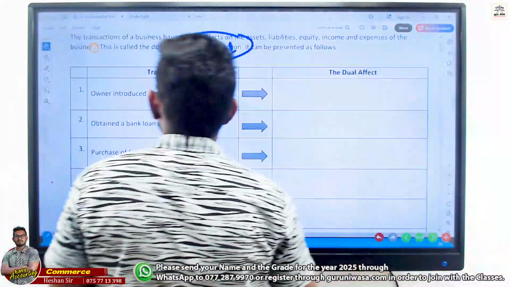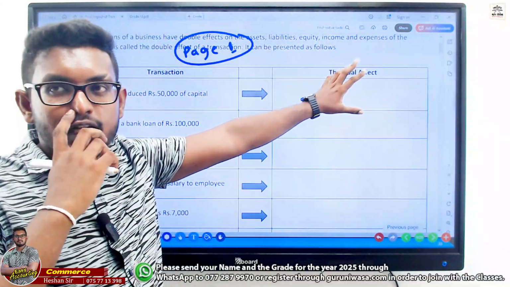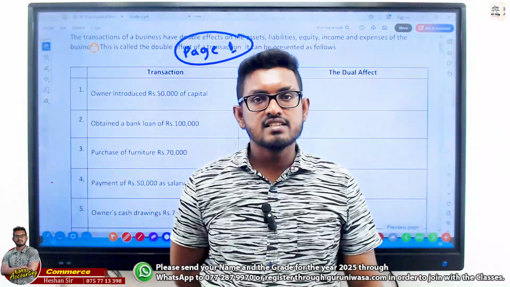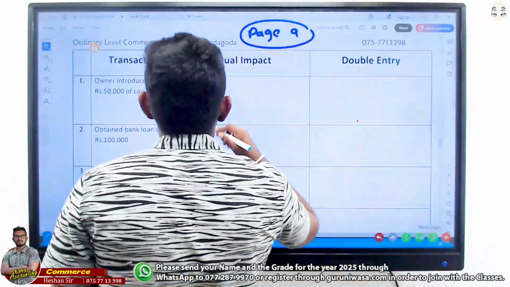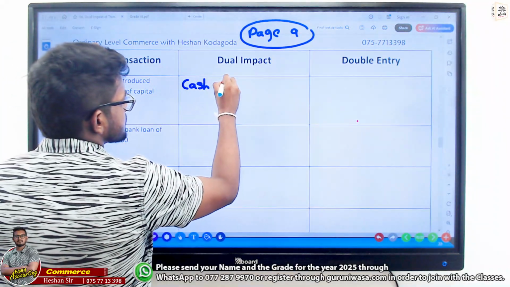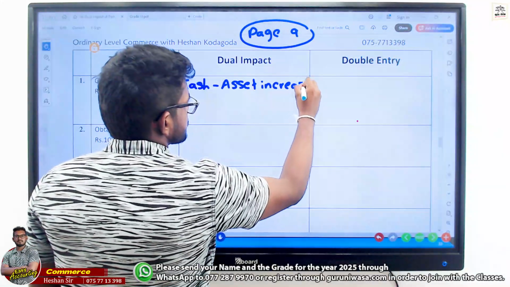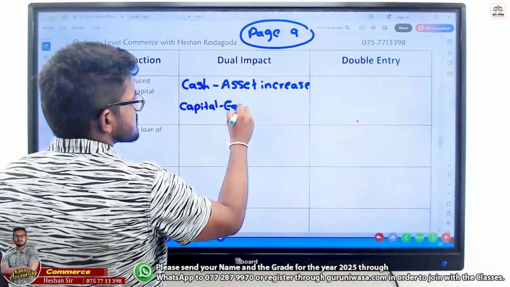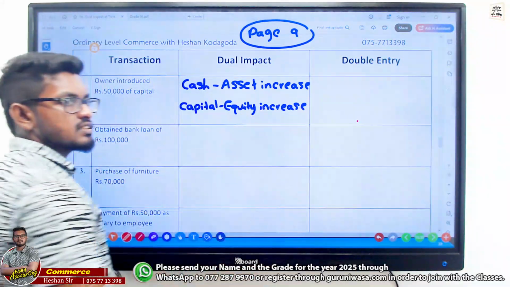First one, owner introduced capital 50,000. Dual effect we wrote. What is the dual effect? When owner introduced capital, just see what will happen. What does the business get? Cash. Cash asset increase. Can you hear me, guys? Capital increased, right? At the same time in the page number 9 chart also, the same as what we wrote. Cash asset increase. Right? And capital equity increase. Write it in page number 9 as well, the same thing.